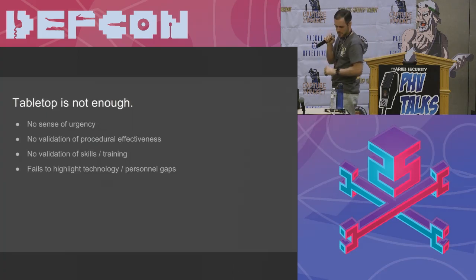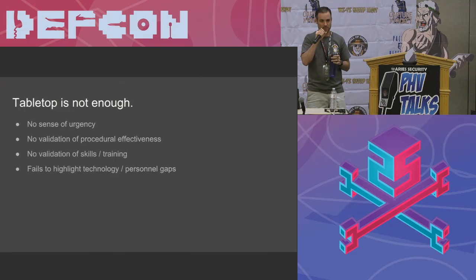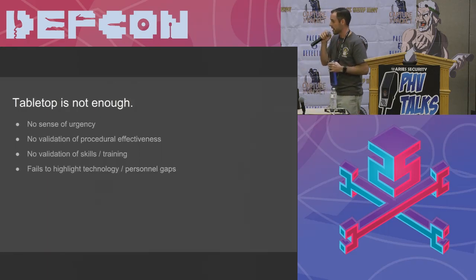And then lastly, right, tabletop, since you're not validating or actually doing anything, it's not going to highlight where your technology might fail you. It's not going to highlight where your personnel might not have enough coverage. You got one guy on your incident response team, sure, he's going to do great at a tabletop. He just has to answer questions. And I'll throw him into the mix with a real incident and see how many hats he's going to have to wear and how quickly he's going to quit. It doesn't work.